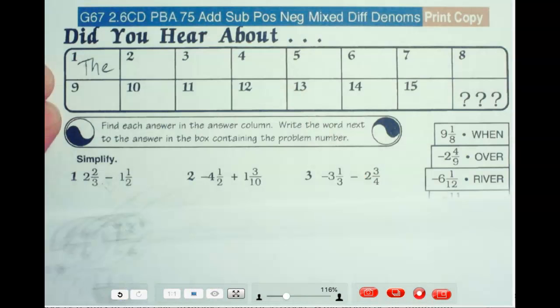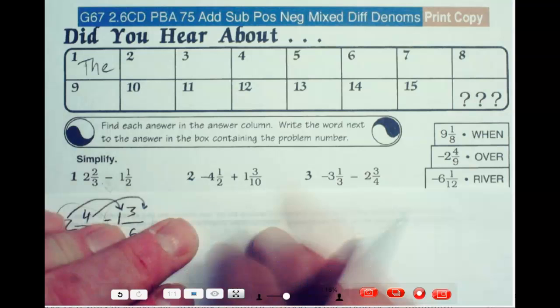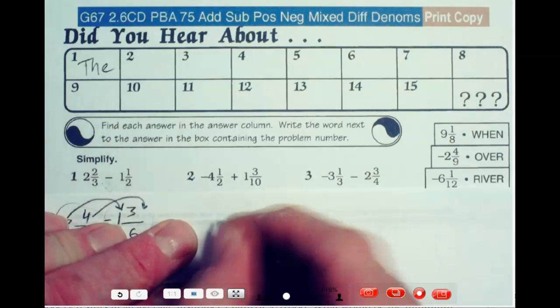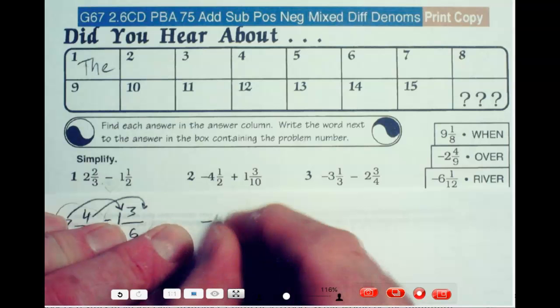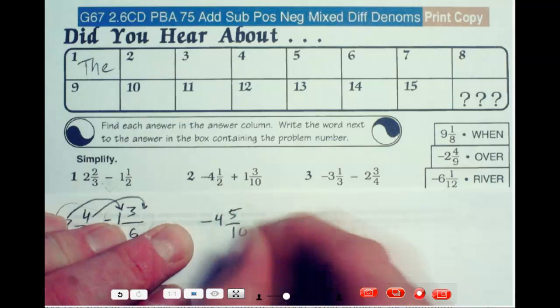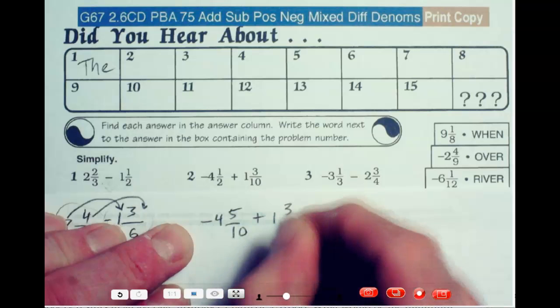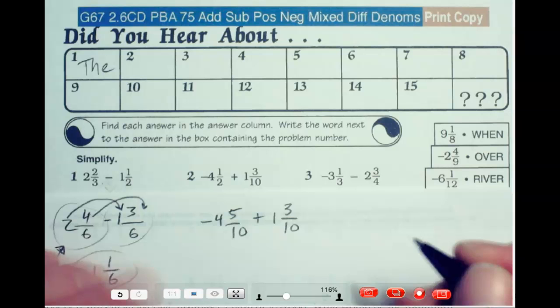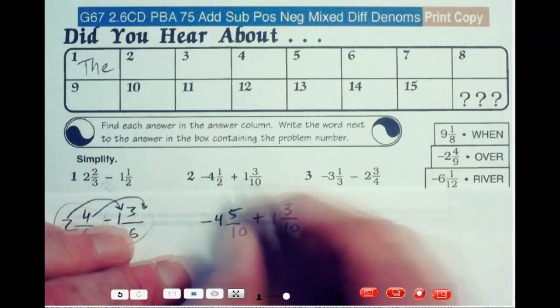Okay, let's do number 2. So we have negative 4 1/2 plus 1 3/10. So we have different signs here, but let's get a common denominator. Let's call this negative 4 and 5/10. And we're going to add 1 and 3/10. Okay, so we have to find the difference. So find the difference is me subtracting again.